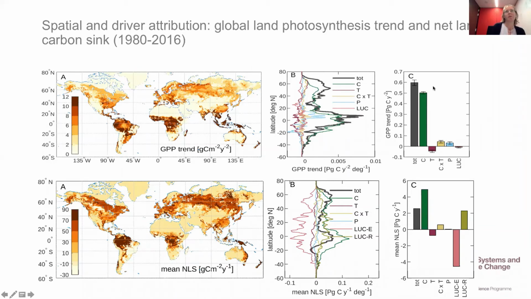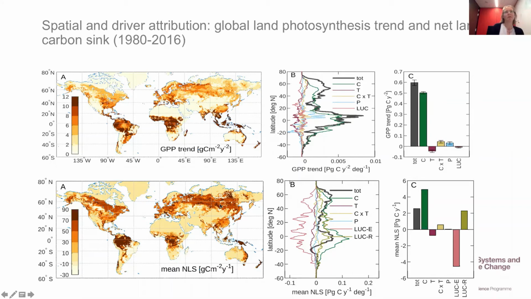If we look over on the right, we see an attribution of that trend. So the total is broken down between carbon dioxide, temperature, carbon dioxide and temperature interaction, precipitation and land use change. And you can see that overwhelmingly our simulations indicate a trend that's driven by carbon dioxide.